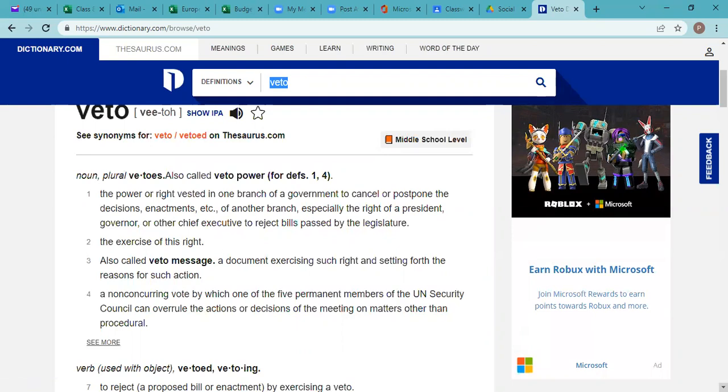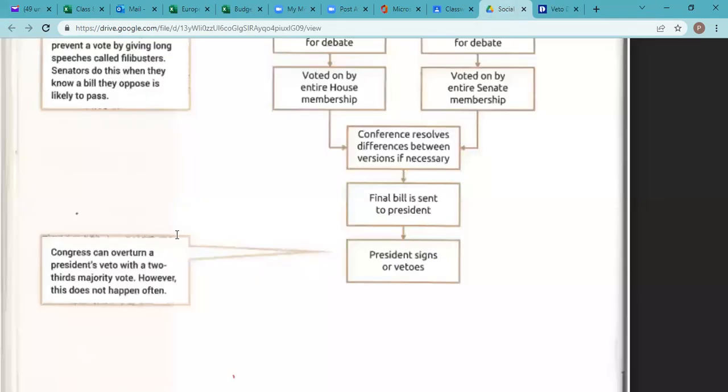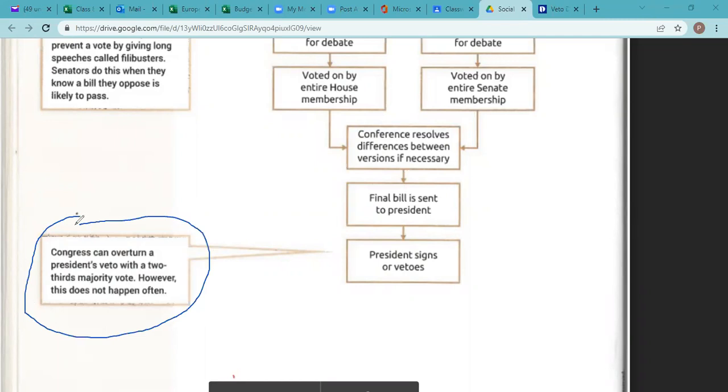So again, this could be where the president may say, I'm rejecting this altogether. You need to go back, or you know what, there's a few things that I think need to be changed in this. Are you going to agree or not? So it's going to go back to Congress, and of course it has to go through all the route again. And it says over here on the left side, Congress can overturn a president's veto with a 2/3 majority vote. However, that does not happen often.